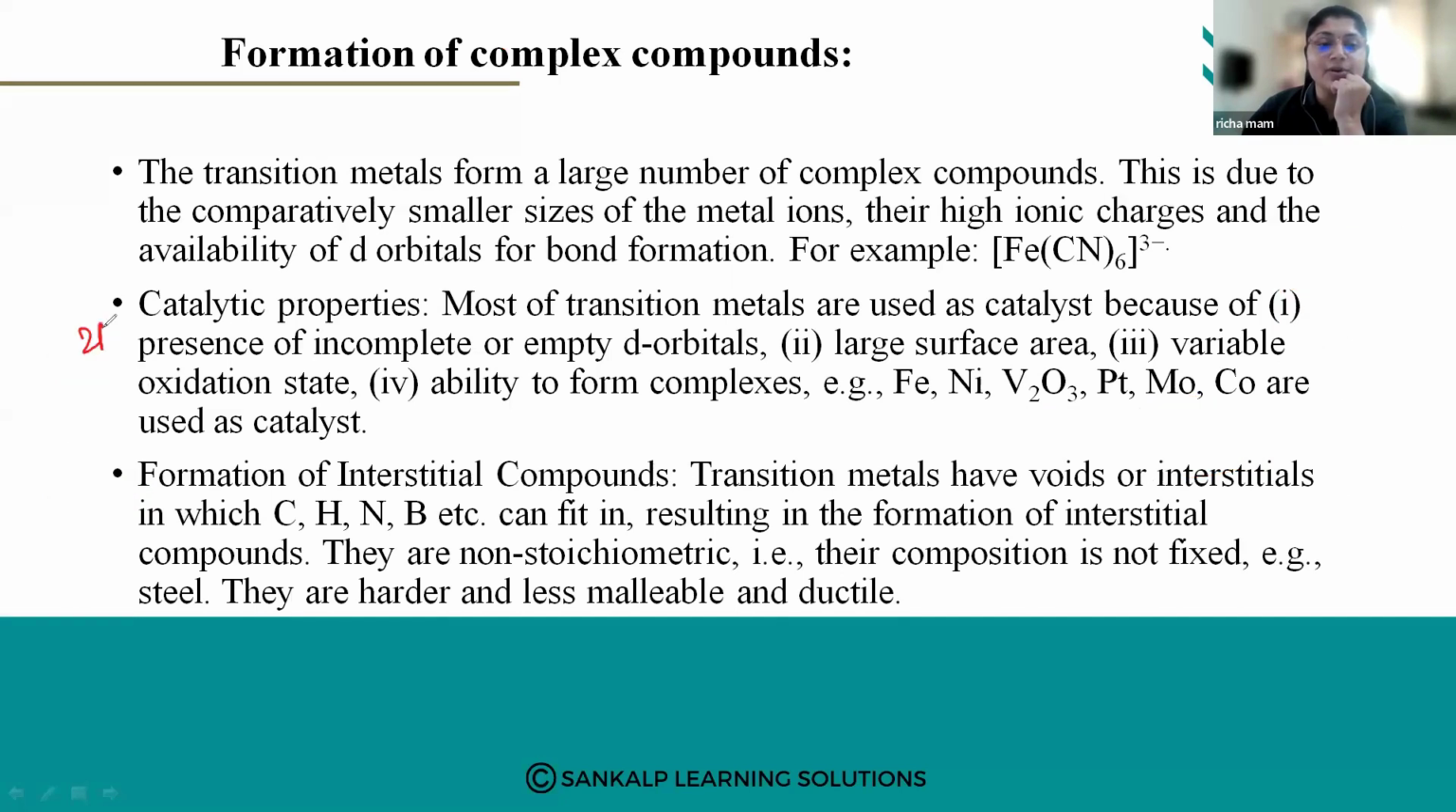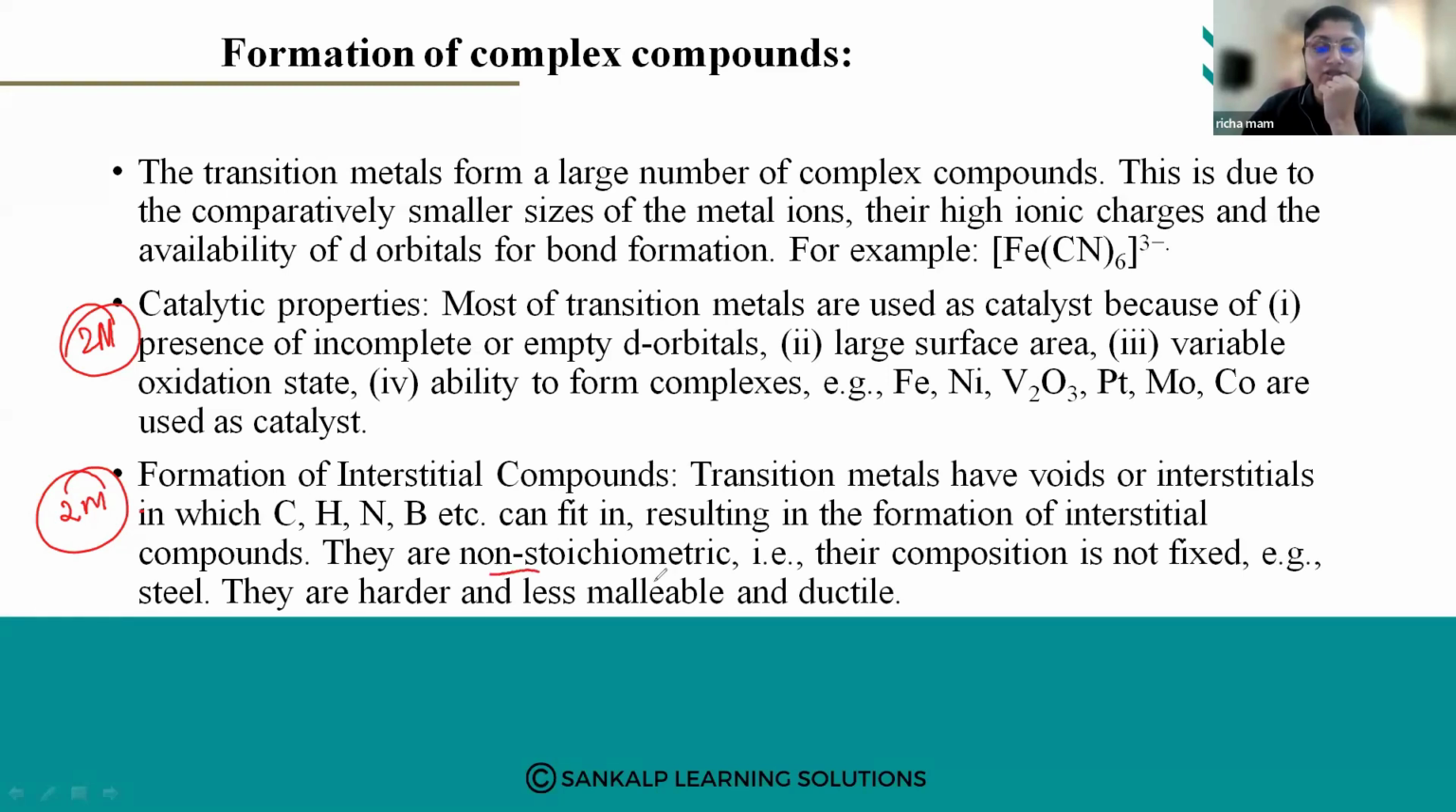So what do you mean by interstitial compound? Interstitial compounds are those found when small atoms like hydrogen, carbon, or nitrogen get trapped inside the crystal lattice of metals. So this is the meaning of interstitial compound. These transition metals have voids or interstitials in which carbon, hydrogen, nitrogen, boron will go and fit. Thus it results in an interstitial compound.